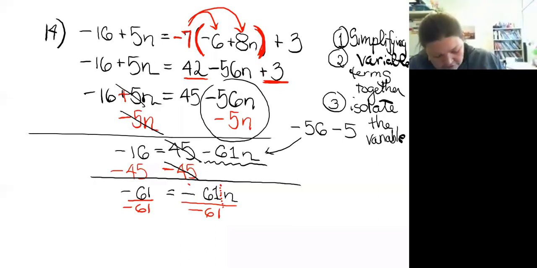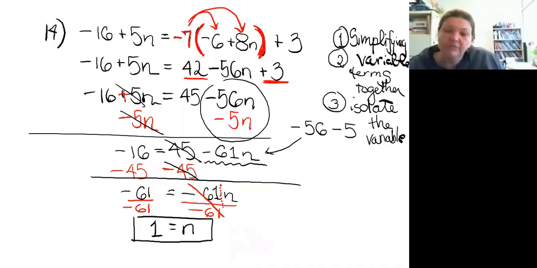Okay, so negative 61 and negative 61 cancel, so that n is alone. And of course, if you take a number and divide by itself, I don't care how ugly that number is, you get just 1. And my letter's alone, so this is solved. Yeah. Okay, see, they could get a little gross, huh?